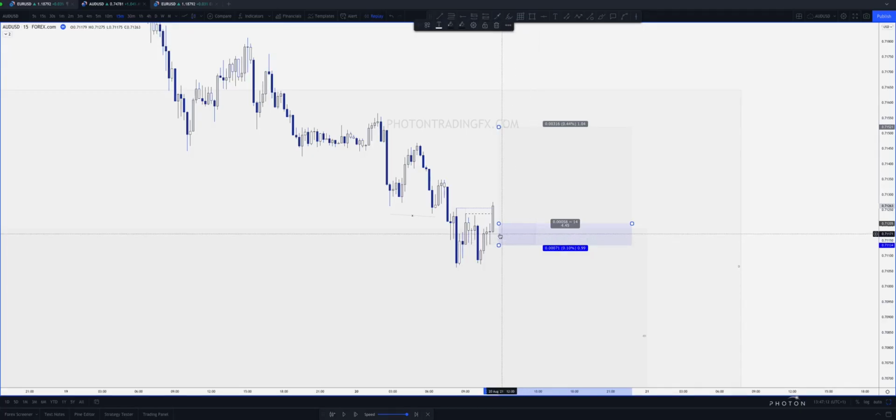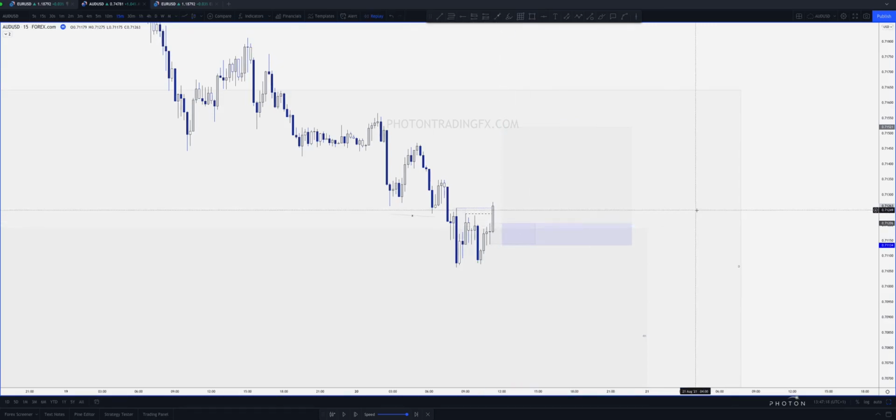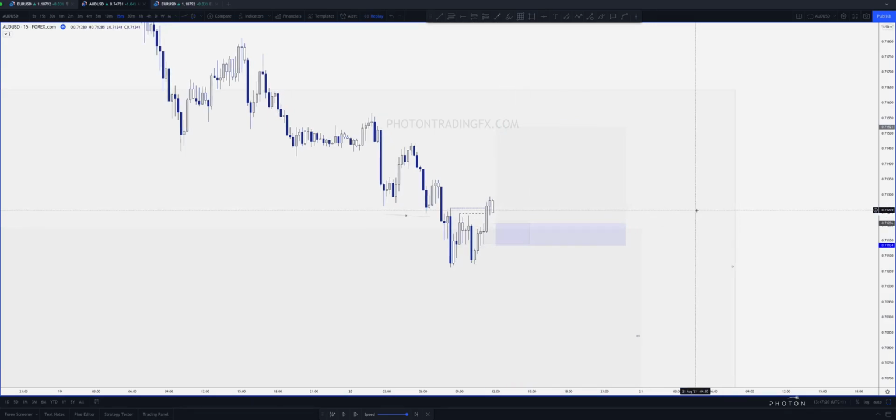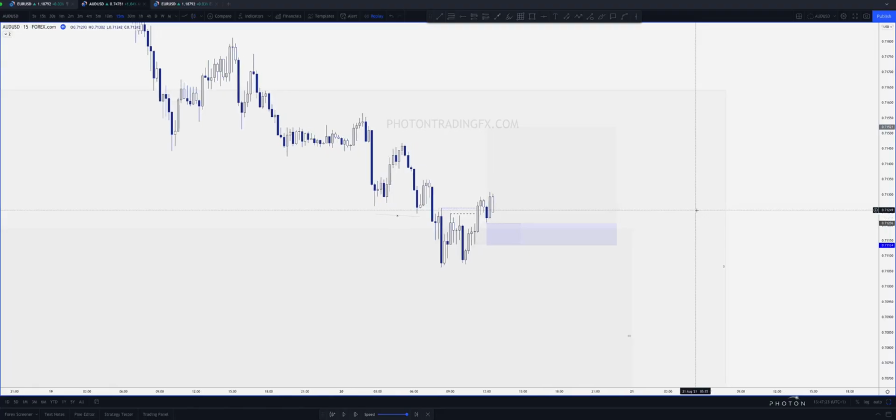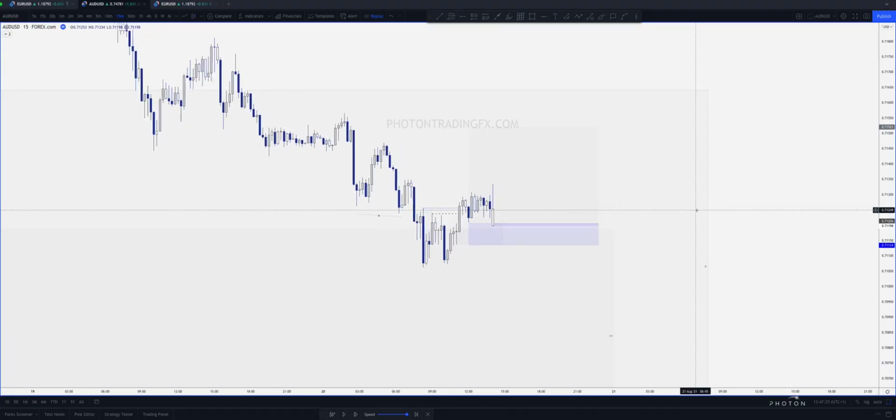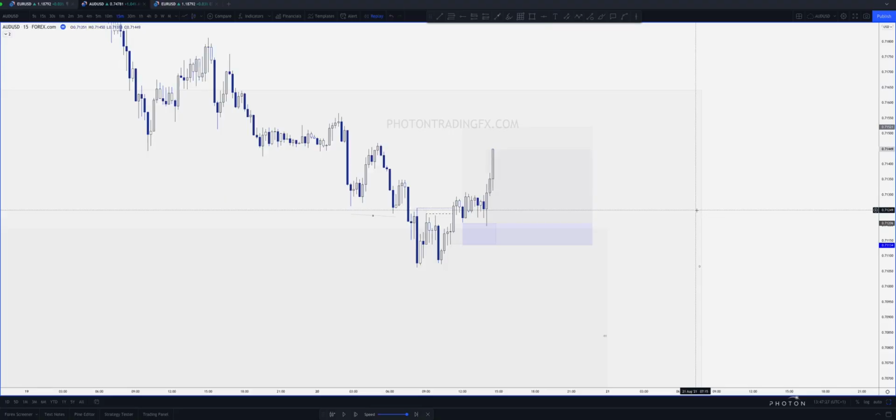You can enter on the distal, or you could enter right on the EQ to pretty much instantly double your risk reward. But of course you run the risk of not being tagged in. So let's just be conservative and see how this plays out. All right, just tagged in there. So what you can see is you would not have been tagged in if you took the EQ, but that's fine.